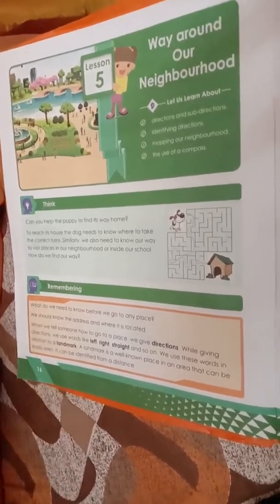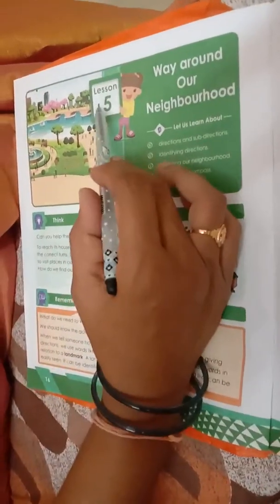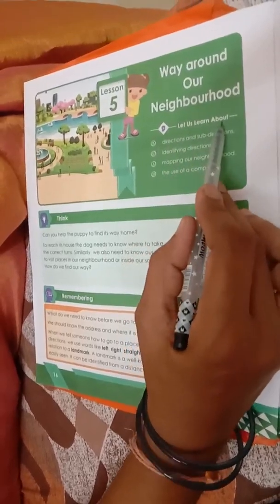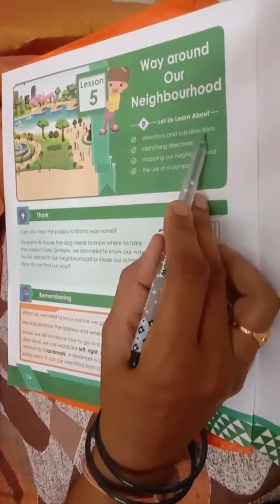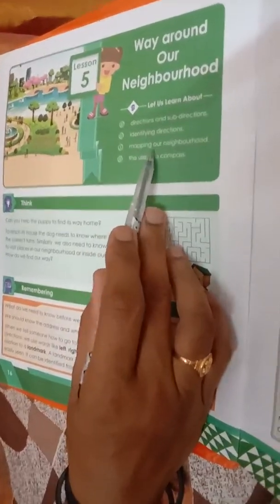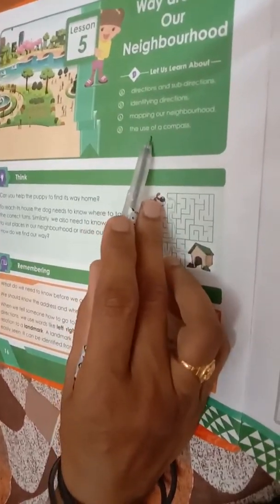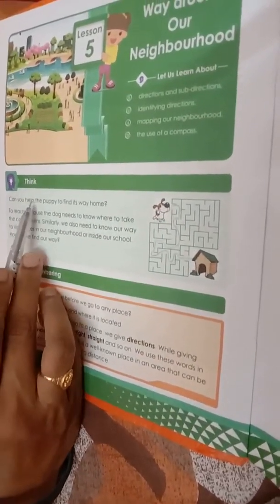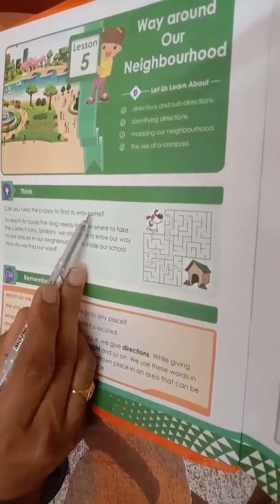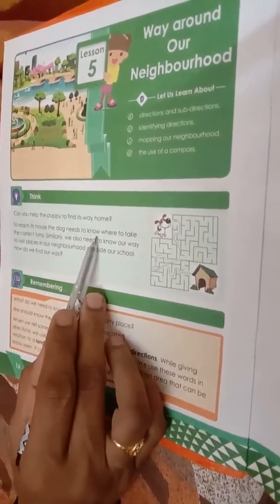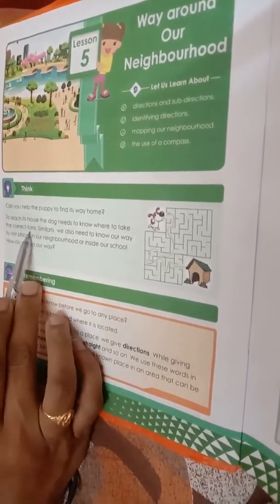Take the textbook, children. Page number 16. Reading, lesson number 5, Way Around Our Neighborhood. Let us learn about directions and subdirections. Identify directions. Mapping our neighborhood. The use of a compass. Think. Can you help the puppy to find its way home? To reach its house, the dog needs to know where to take the correct turns.